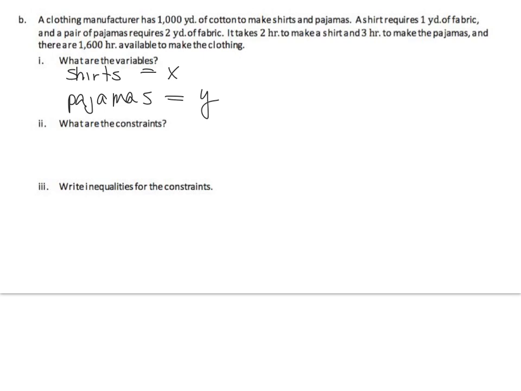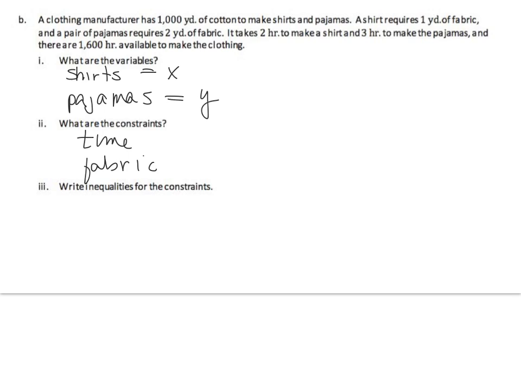What are the constraints? What is limiting it? What are the barriers that you can't get by? And the barriers are how much time the manufacturer has and how much material is available. So our constraints, our limiting factors, are the amount of time and the amount of fabric. Those are the two constraints we have. Now we have inequalities for the constraints. Okay, this one's a little special.